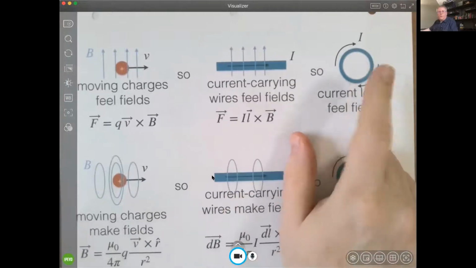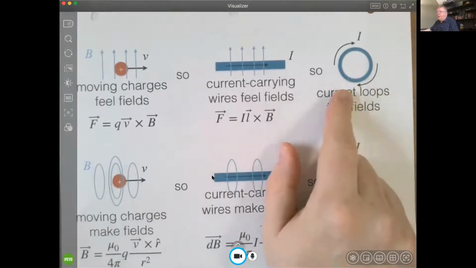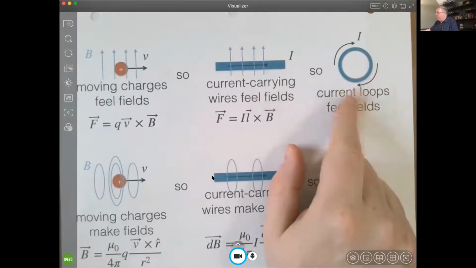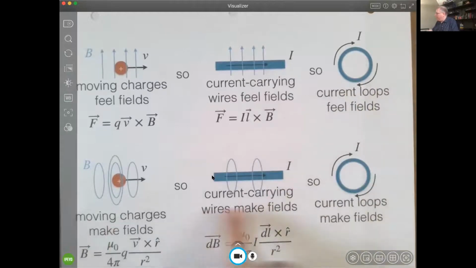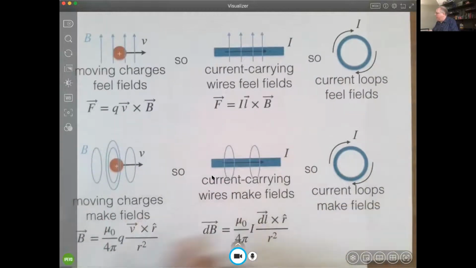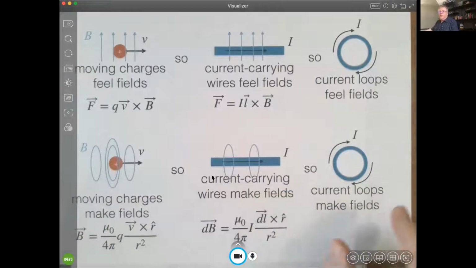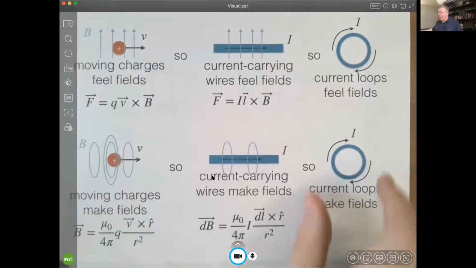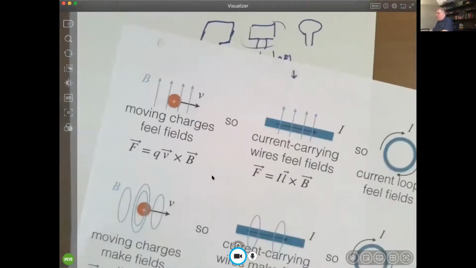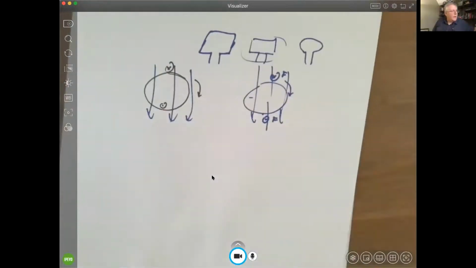So I'm done with this for the moment. I'm going to come back to this a little bit later once we understand a little bit more about things. But now I want to come back to this. So now this is back to chapter 20. Moving charges make fields. So wires make fields. So loops make fields. And we started on this topic last time, right?